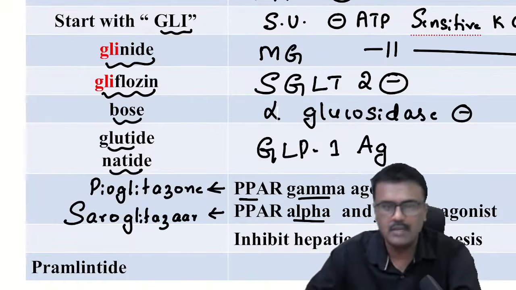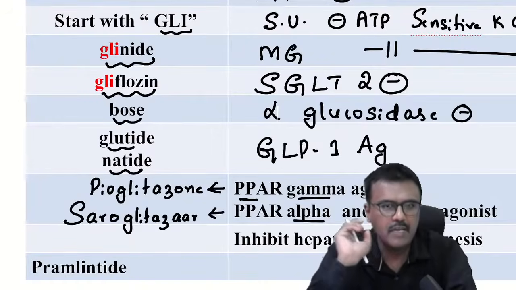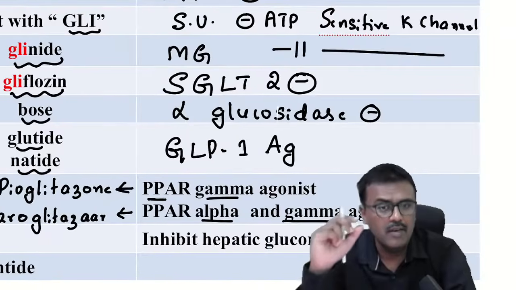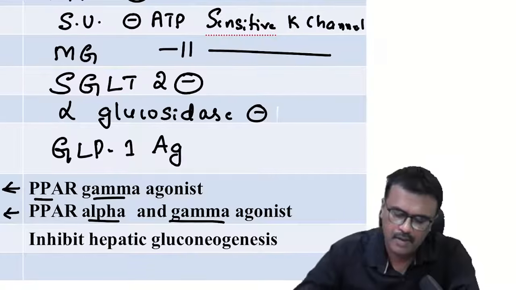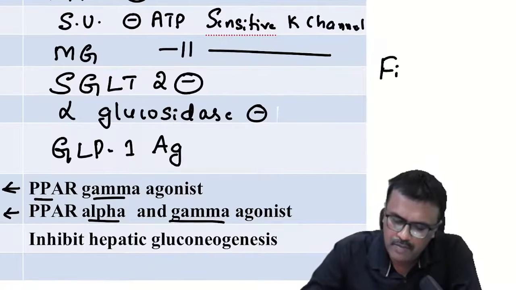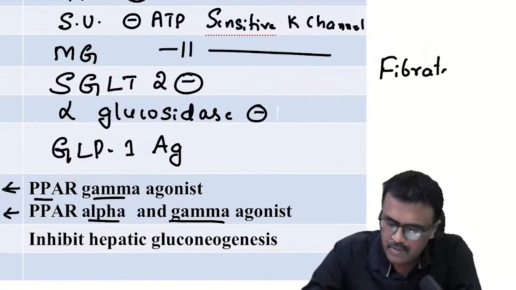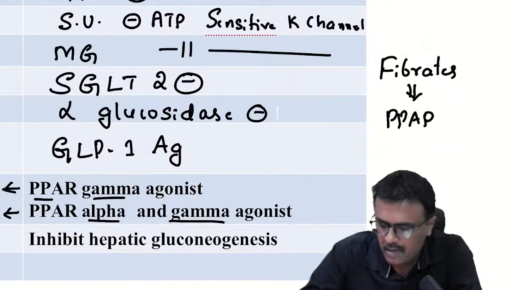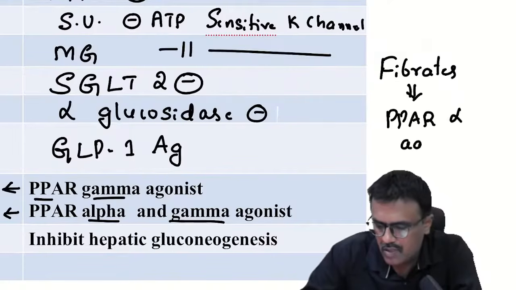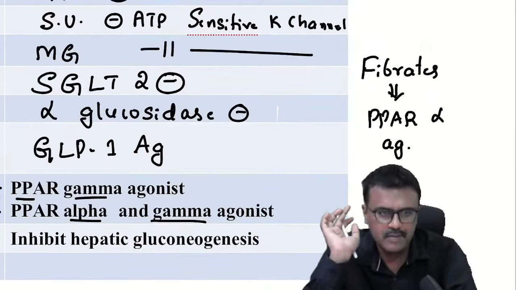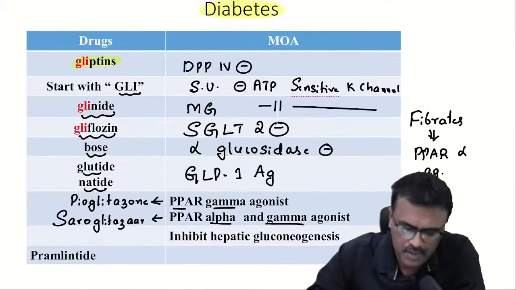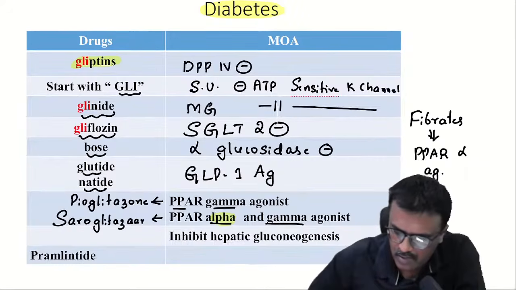So saroglitazar is developed in India, which can be used to manage both diabetes and dyslipidemia. If you remember, in dyslipidemia, we have fibrates. What is the mechanism of fibrates? Fibrates are PPAR alpha agonists. So they stimulate PPAR alpha and they stimulate lipoprotein lipase. But we have a drug which can act as both an alpha and gamma agonist, that is saroglitazar.